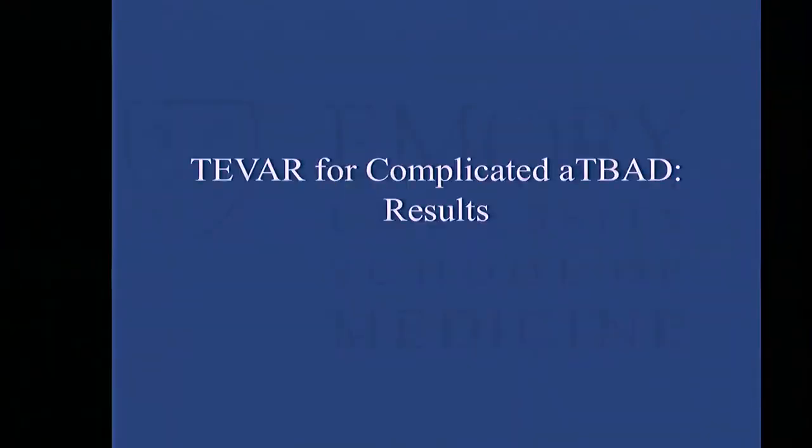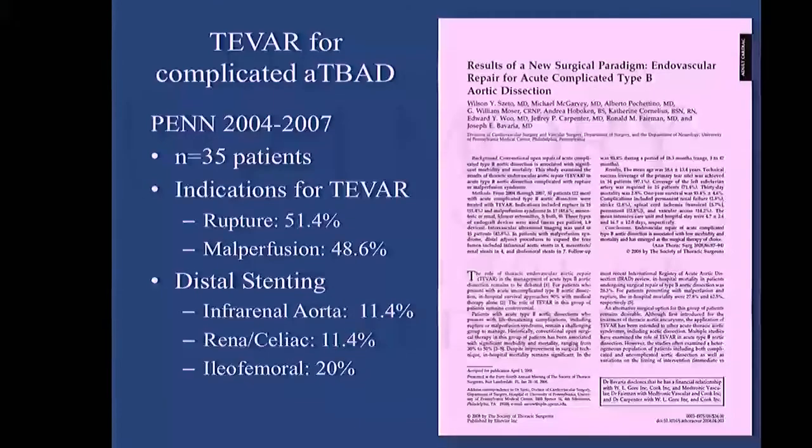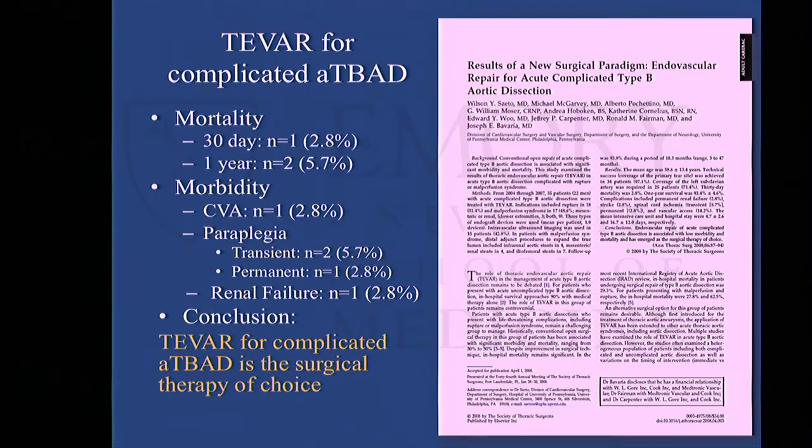All right, so a couple of papers of results. Now, this is the first paper from Penn where they really sort of brought to light that this should be the new paradigm for complicated type Bs, is stenting. Their indications for TEVAR, 50% were rupture, almost 50% were malperfusion. They did a number of distal stenting, 35 patients. This is now, you know, almost 13 years old. They had one mortality in 30 days, two in a year.